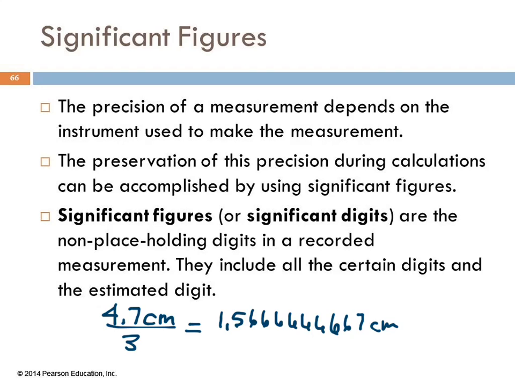No. Because we didn't even know the length of the first piece that closely. We only knew it to the nearest tenth. So the best we could possibly know this is to the nearest tenth. So when we do math with a measurement, we have to have some way of keeping track of the uncertainty. And the way that we do that in general chemistry is through significant figures or significant digits.